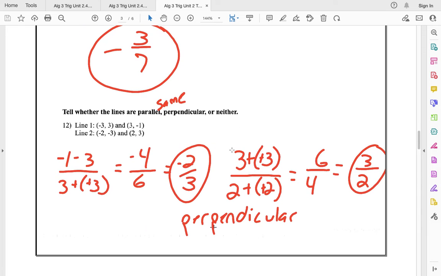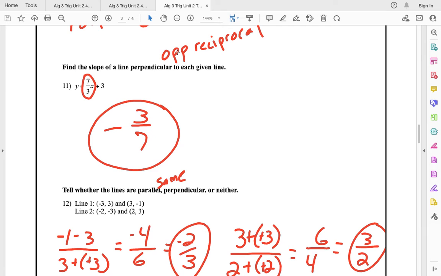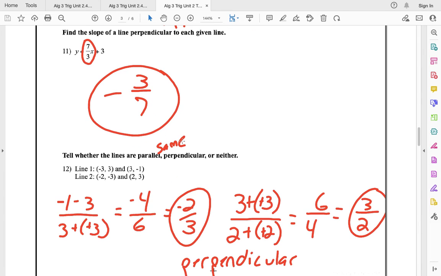For number 12, they want us to decide whether it's parallel, perpendicular, or neither. I already went through perpendicular as opposite reciprocal. Parallel we know is the same, and neither means none of that going on.